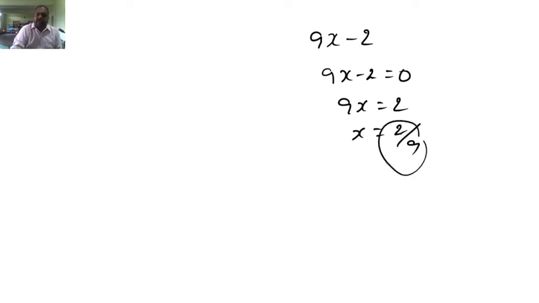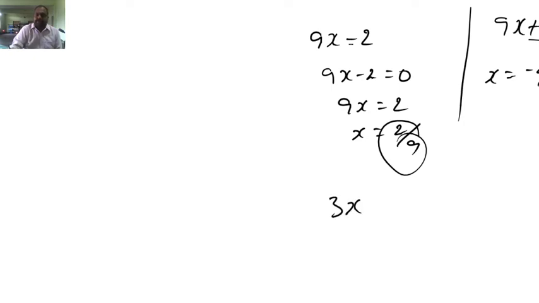Okay. Suppose 9x minus 2. Find the zero of this polynomial. 9x minus 2 is equal to 0, 9x is equal to 2, x is equal to 2 by 9. 2 by 9 is the zero of 9x minus 2. Suppose 9x plus 2. So x is equal to minus 2 by 9. Here it is minus 2 by 9 versus plus 2 by 9: here the sign is minus, so it becomes plus 2 by 9. Here the sign is plus, so it becomes minus 2 by 9.